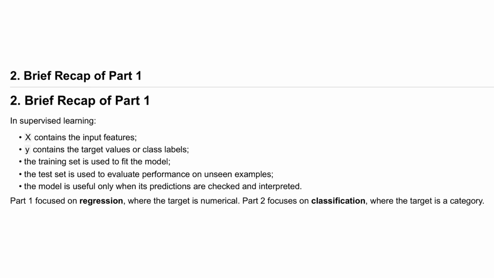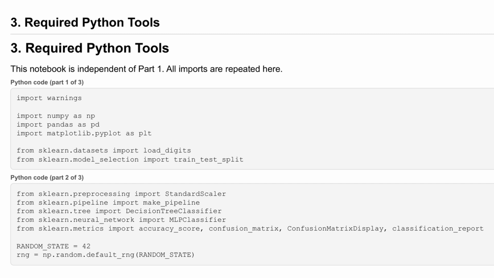Let us briefly recap part 1. In supervised learning, we use input features to predict target values. While part 1 focused on regression for continuous numbers, today we focus on classification, where the target is a discrete category. We begin by importing the necessary Python tools.